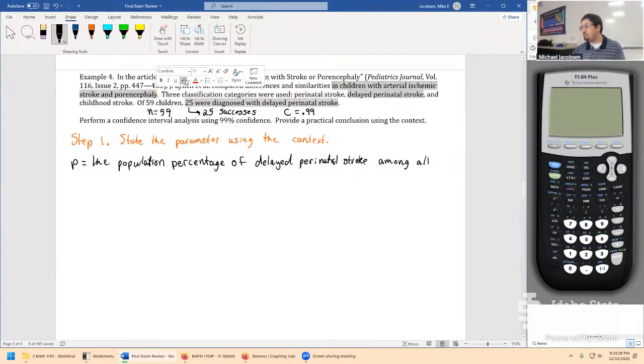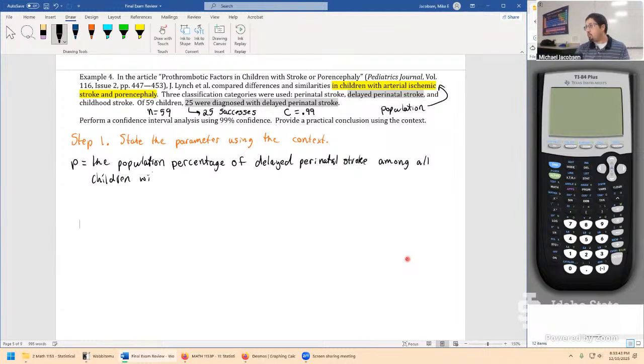Let's highlight this in yellow. Let's call this the population. And say among all children with arterial ischemic stroke and porencephaly.